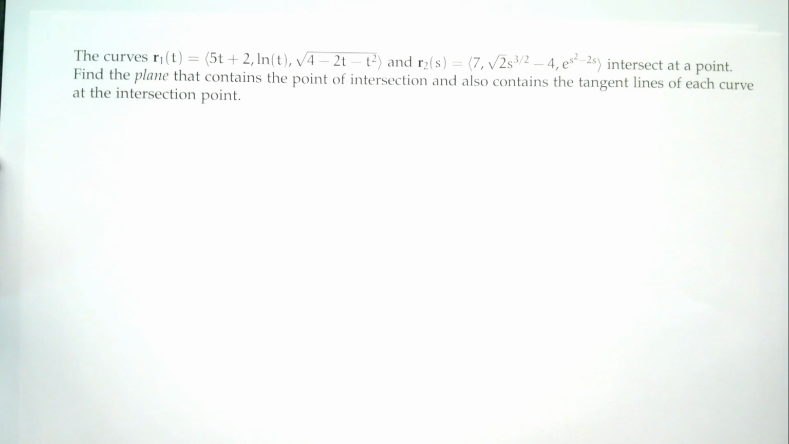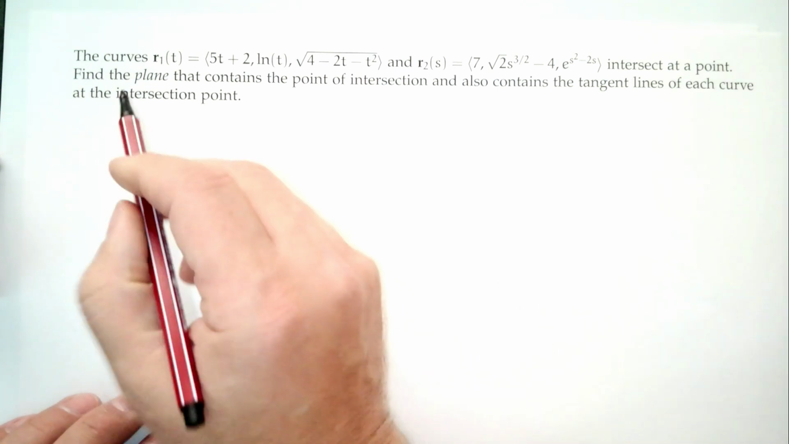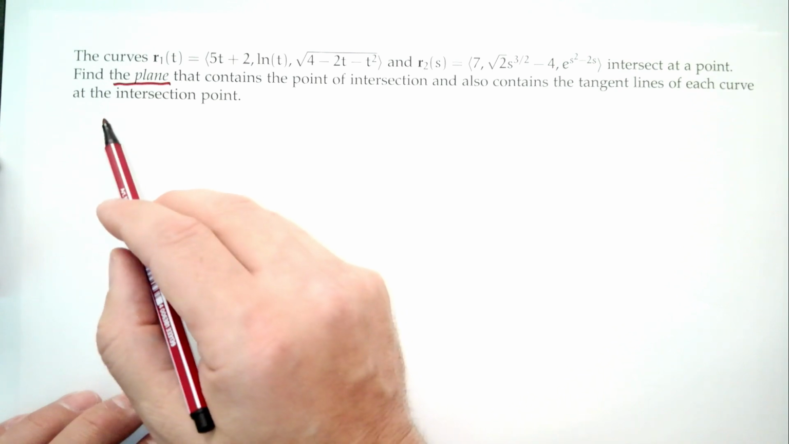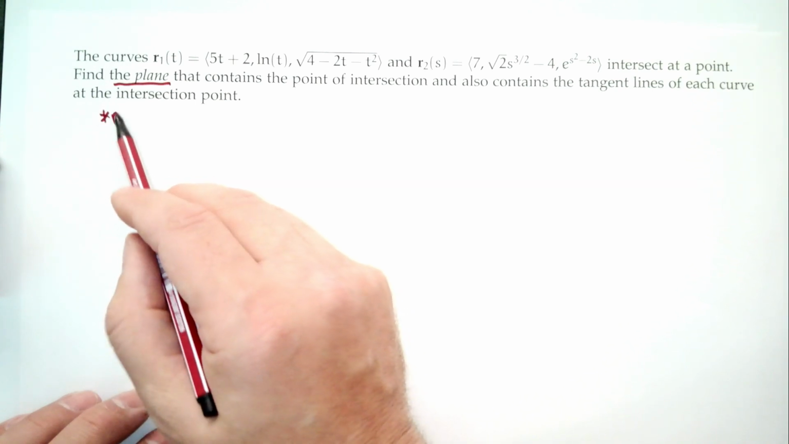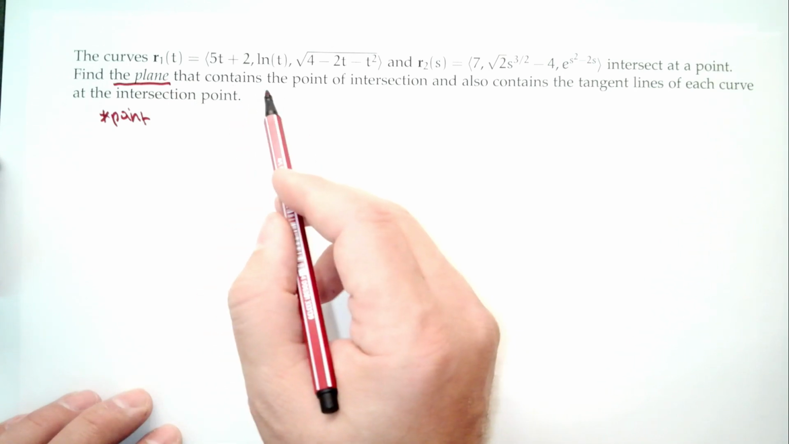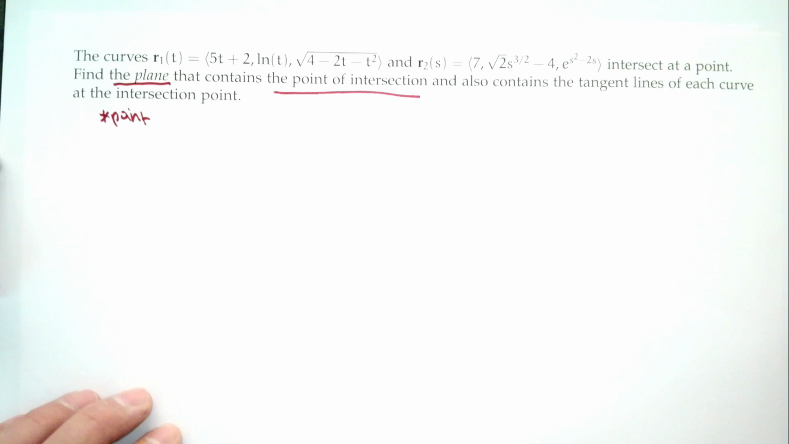So you have the curves R1 of t and R2 of s intersect at a point. And then it says, find the plane that contains the point of intersection and also contains the tangent lines of each curve at the intersection point. Now, we see a key word, find the plane. So when we're after a plane, I'm looking for a point. And it tells me the point. It has to have the point of intersection. All right, well, that's good. I know what I'm looking for.